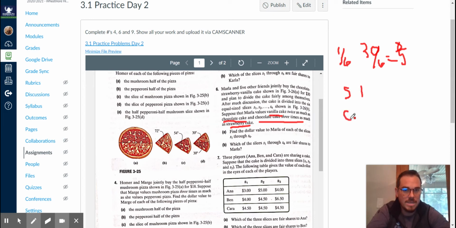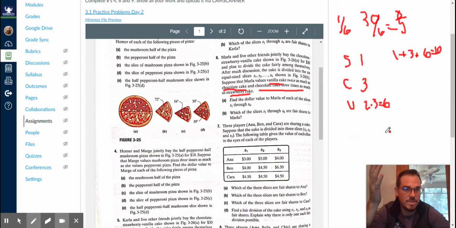Chocolate, we're basing chocolate off of strawberry. That's going to be 3 times as much as strawberry. But if vanilla is twice as much as chocolate, that's going to be 2 times 3, which is 6. So Marla actually values vanilla 6 times as much as strawberry, according to this. So remember, that's going to equal our denominator we need, 1 plus 3 plus 6, which is 10. So our denominator in our table is going to be 10.